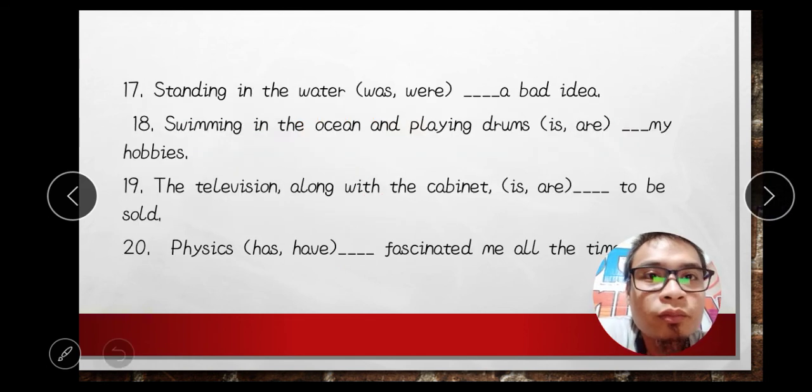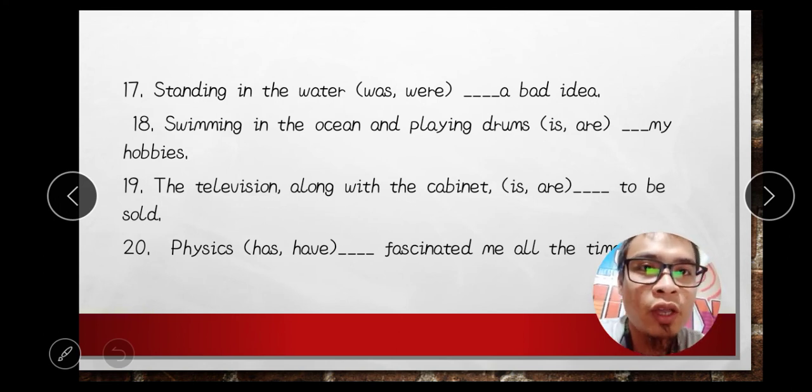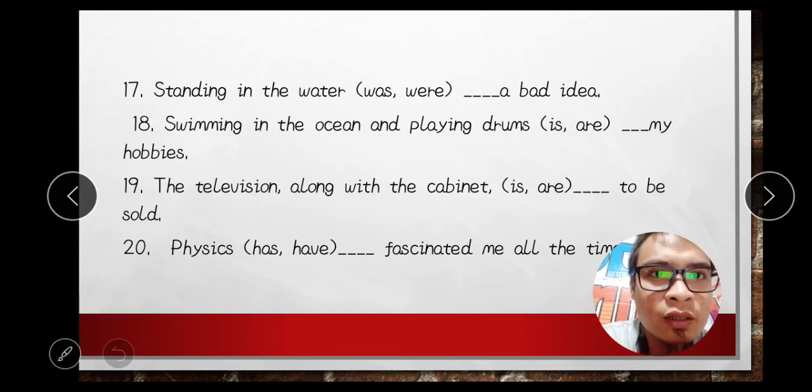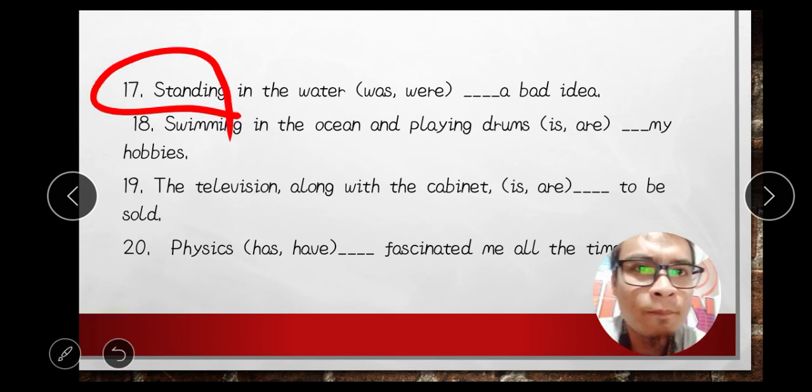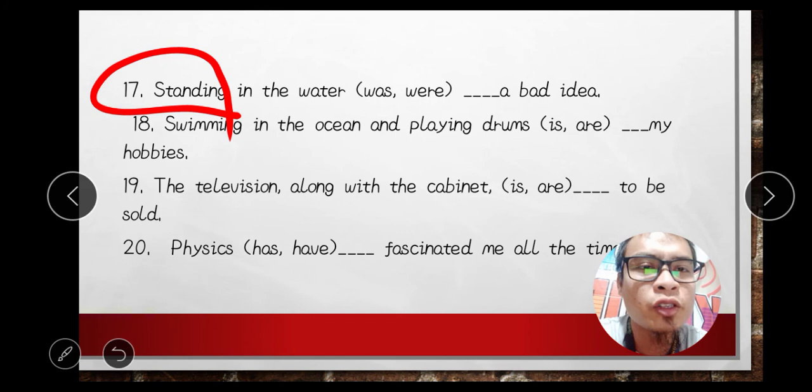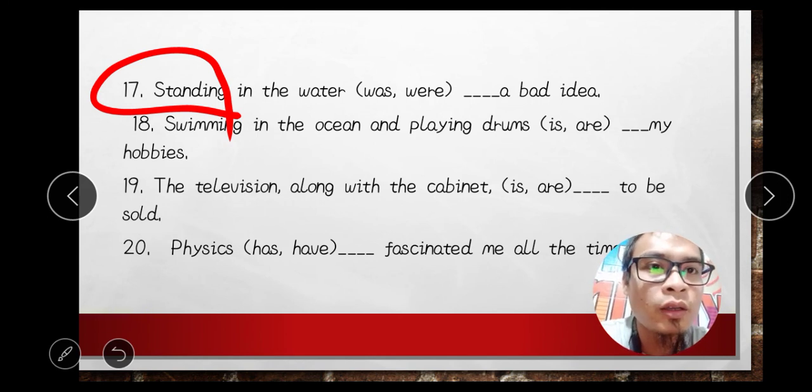Number 17. Standing in the water. Yes, the structure looks strange because the subject starts with the ing form of the verb, standing. What do you call this? Gerund. Yes, this is gerund. Remember that gerund has a lot of functions, but in here, gerund functions as the subject of the sentence. Ing form of the verb, noun. Standing in the water was a bad idea. Gerund, singular.